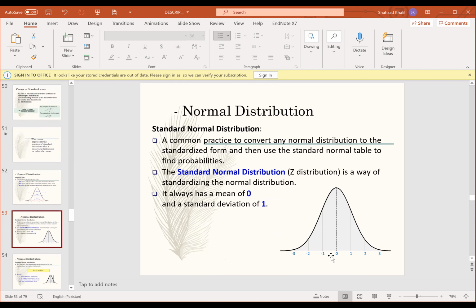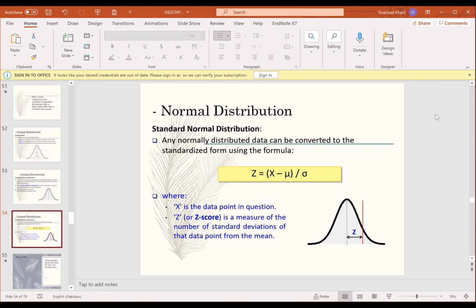A common practice is to convert any normal distribution to the standardized form and then use the standardized normal table to find probabilities. The standard normal distribution or Z distribution is a way to standardize the normal distribution. It always has a mean of 0 and a standard deviation of 1. Any normal distribution is converted to standardized form by this formula: the value minus the mean, divided by the standard deviation. X is the data point in the question. Z score is a measure of the number of standard deviations a data point is from the mean.